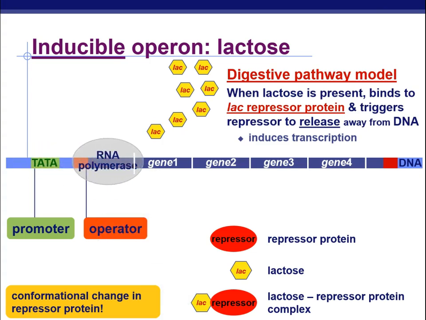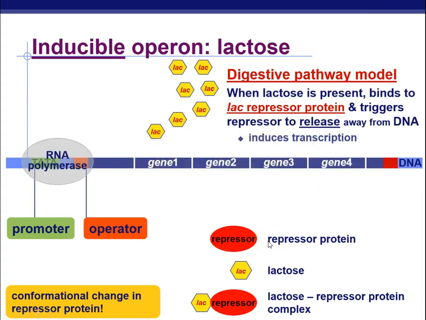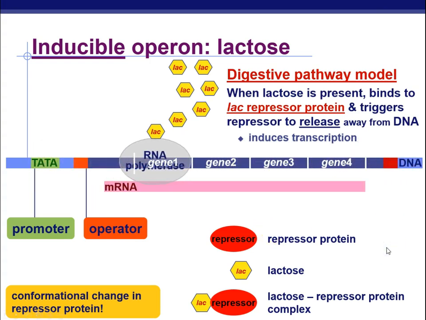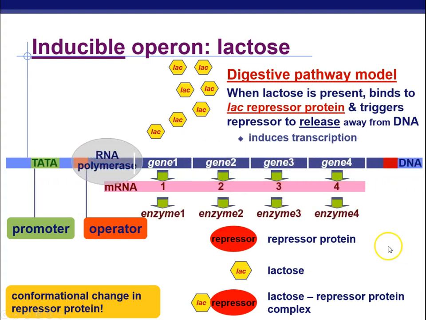And there's our RNA polymerase. Now it's able to bind, and there it goes, transcribing those genes. I just like watching that. All right, so if we transcribe the genes, that means we make an mRNA transcript, which then can go to our ribosome and be made into proteins or enzymes that will help the breakdown of lactose.